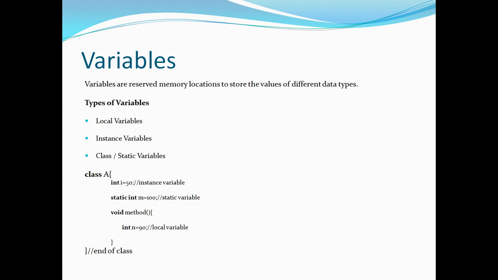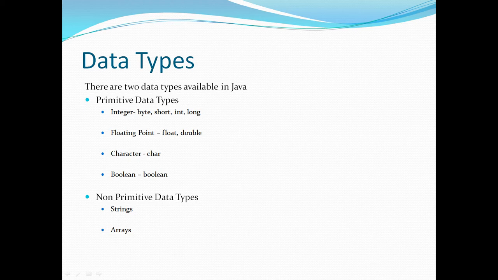Okay, so we'll come to data types. There are two different data types which are available in Java. One is primitive data types, another is non-primitive data types. Under primitive data types, we have integer type, floating point type, character, and Boolean. The integer type has different types here: byte, short, int, and long. Floating point type has float and double. Character has char, boolean has boolean. Strings and arrays we'll see in different sessions.